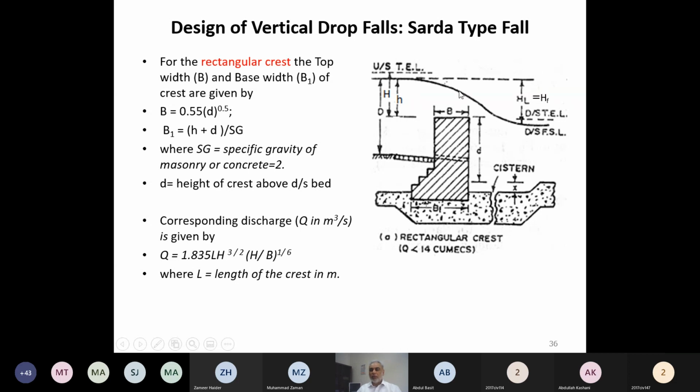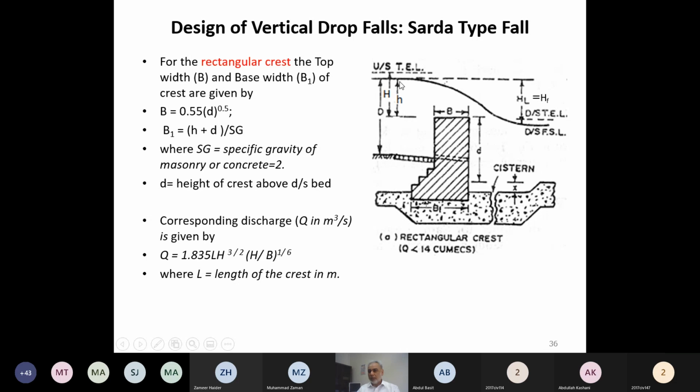Both of these will not be known to you because we don't know at what level the crest should be provided. That will be making the upstream full supply level available, and that will be giving us a requirement of the H so that the discharge can pass. This nomenclature you understand, try to memorize. Capital H is the upstream total energy head on the upstream side.